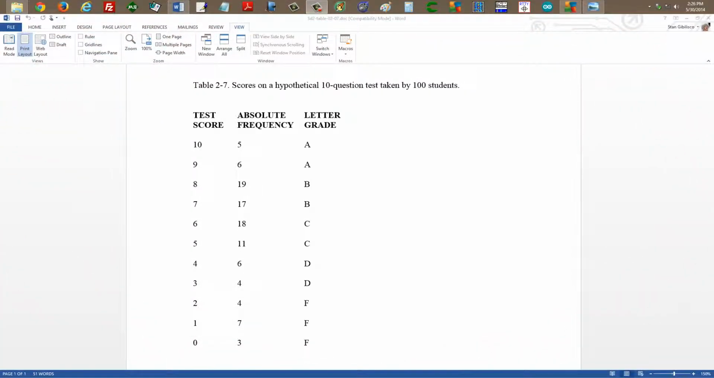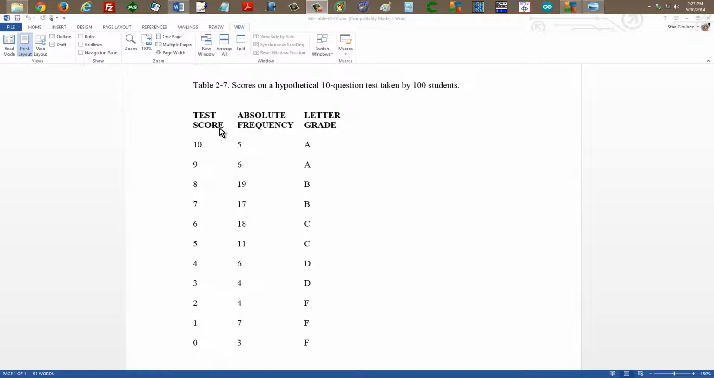Stan Gibilisco here to briefly define three key characteristics of a set of statistical data, such as the results of a test that you might give to students as a teacher. And I will use that as an example. What you're looking at here is Table 2-7 from my book, Statistics Demystified, 2nd edition. I think this table pretty much explains itself.